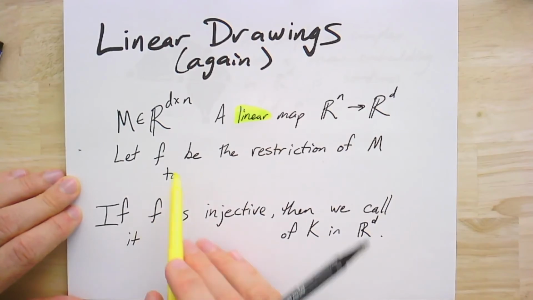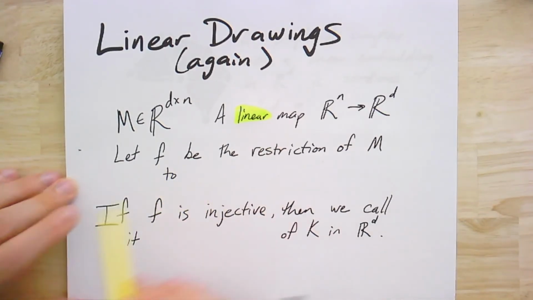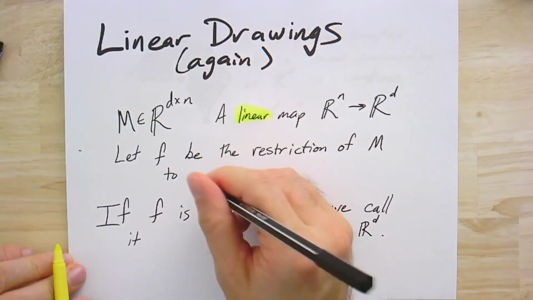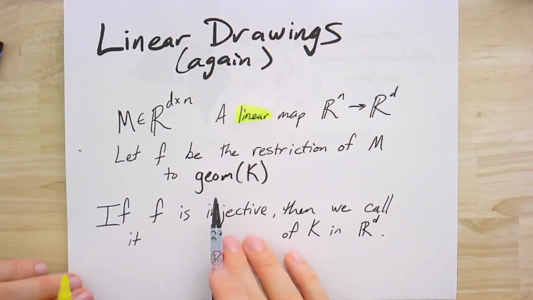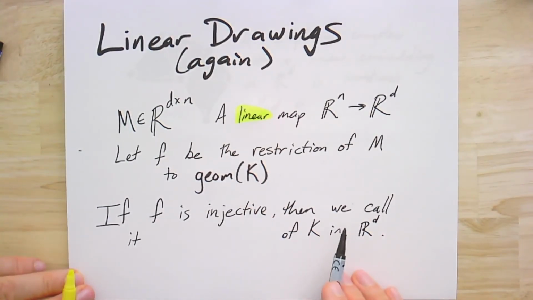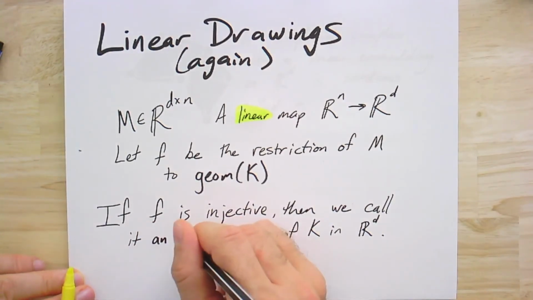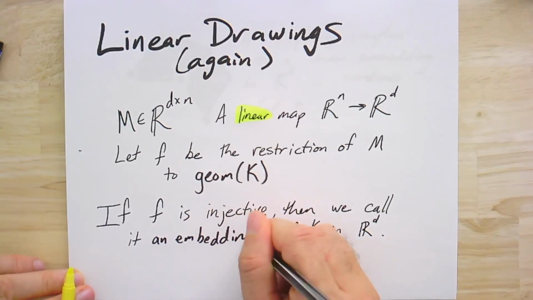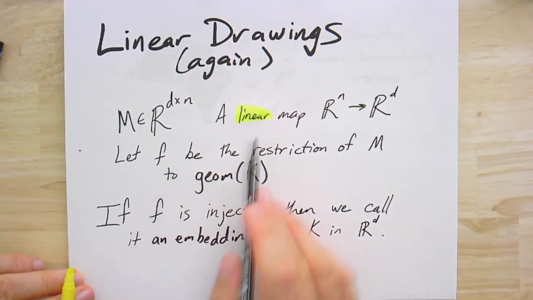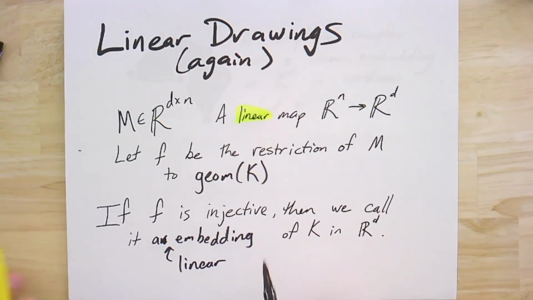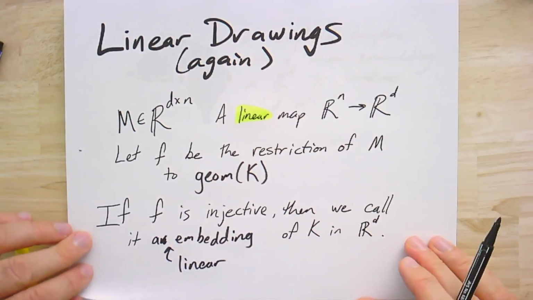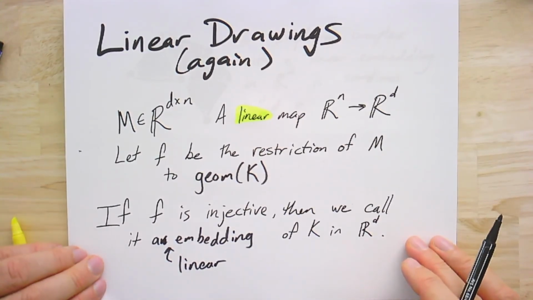Okay, so we're going to let f be the restriction of our linear map to this geometric realization of a simplicial complex K. Now, if f is injective, then, well, injective drawings are embeddings, so this would be an embedding. And since f came from this linear map, this is actually a linear embedding. So this would be a linear embedding if it's injective. If it's not injective, it would just be a linear drawing.